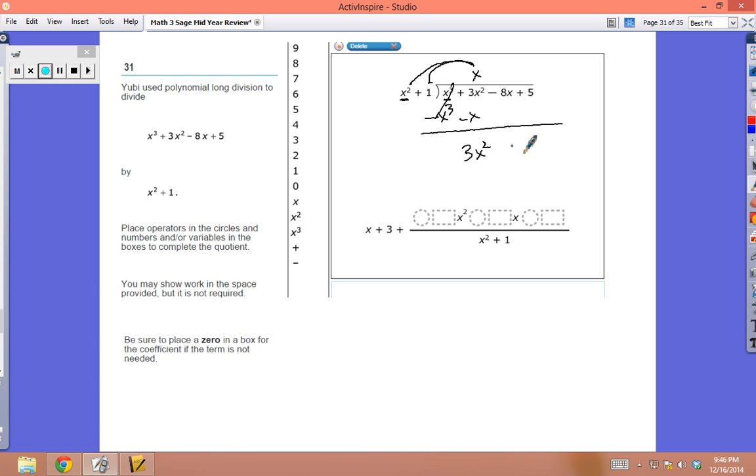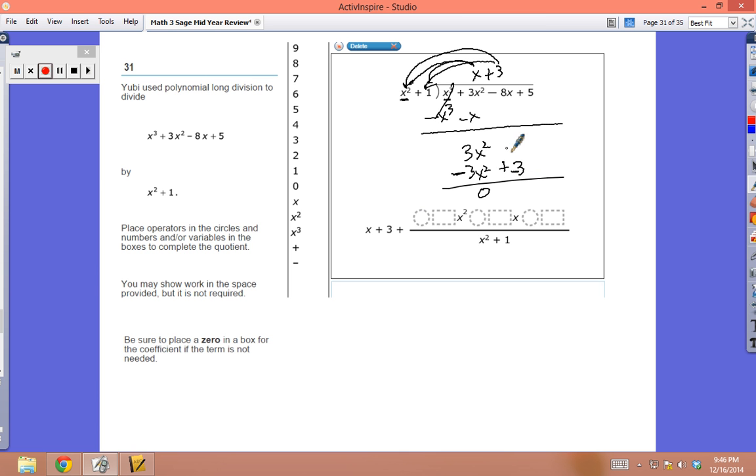So 3x squared. And what am I going to multiply x squared by to turn it into 3x squared? I'm going to multiply by 3. So 3 times x squared is going to be 3x squared, but I got to multiply it also by this 3. So now I got to subtract them. So that is gone. That's 0. I got to subtract this.